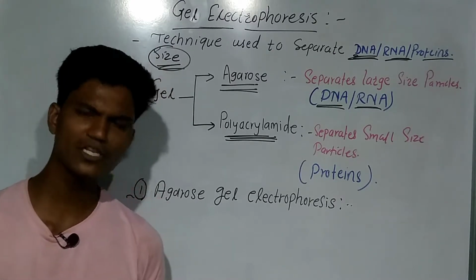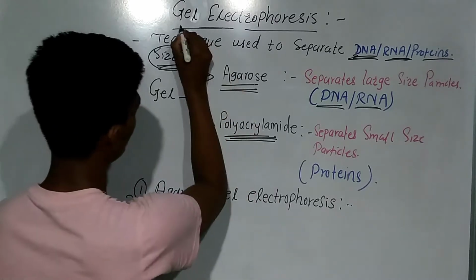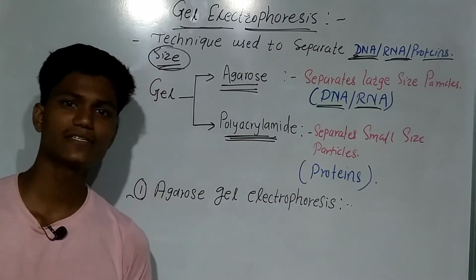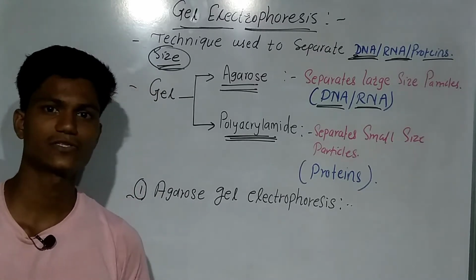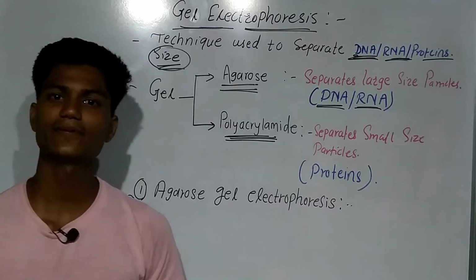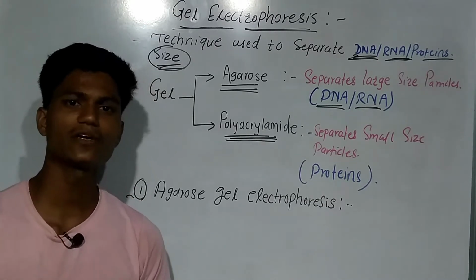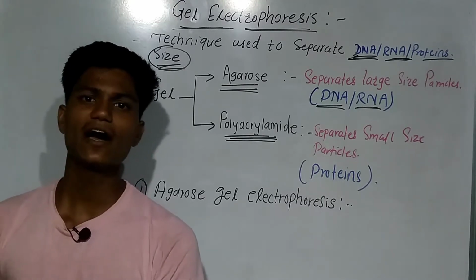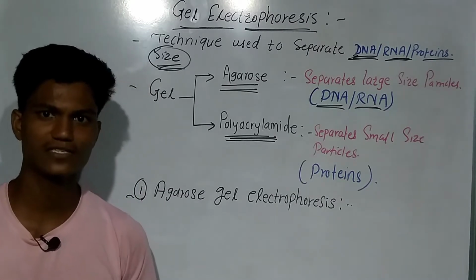Now, as the title indicates, in this method we will discuss in detail what is meant by gel and what is meant by electrophoresis. Electrophoresis means separation by using electricity. So we are learning something about electricity in this method. We are separating DNA, RNA or proteins on the basis of their size.